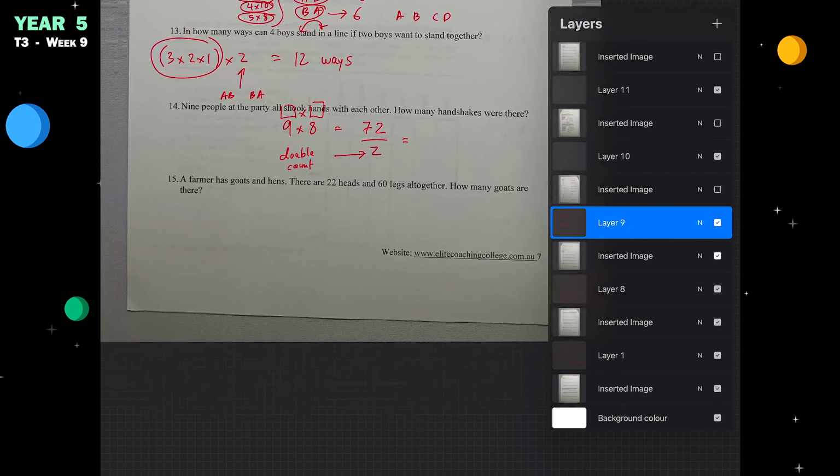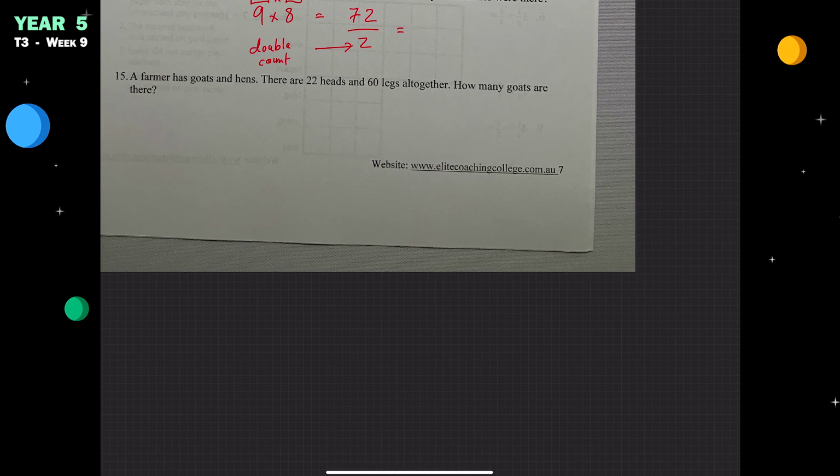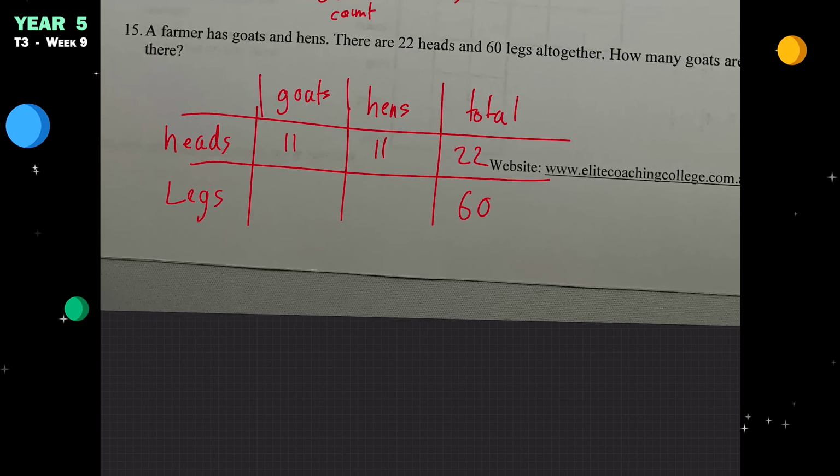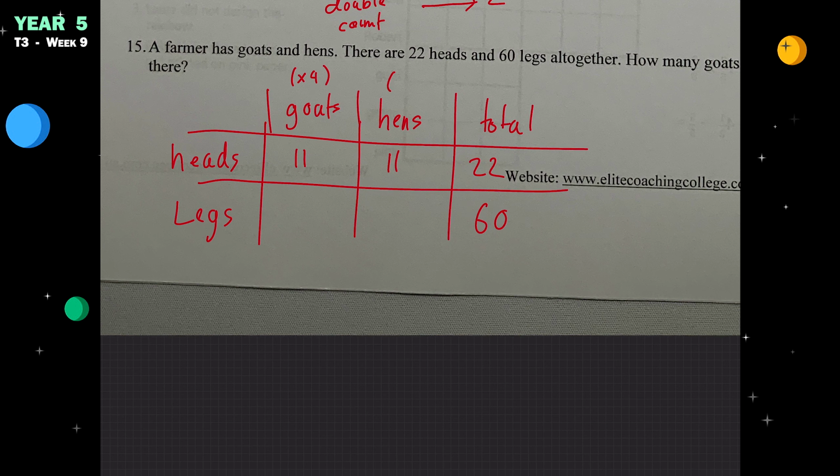Okay, moving on. A farmer has goats and hens. There are 22 hens. Okay, here we go. We just draw a table. You got goats, you got hens, and you have the total. You got heads, and you have legs. There are 22 heads, which means there are 22 animals. The total must be 22 for the heads, and there's 60 total legs. So we got guess and check. Let's start with 11 goats, 11 hens. It's half. If there are 11 goats, how many legs are there? Remember, each goat has 4 legs, and each hen has only 2 legs.